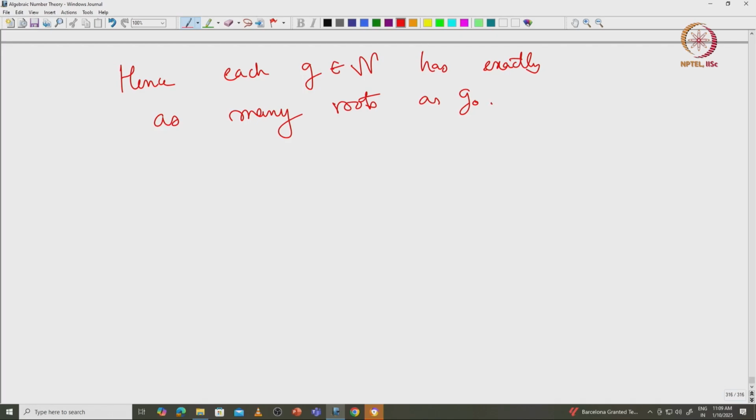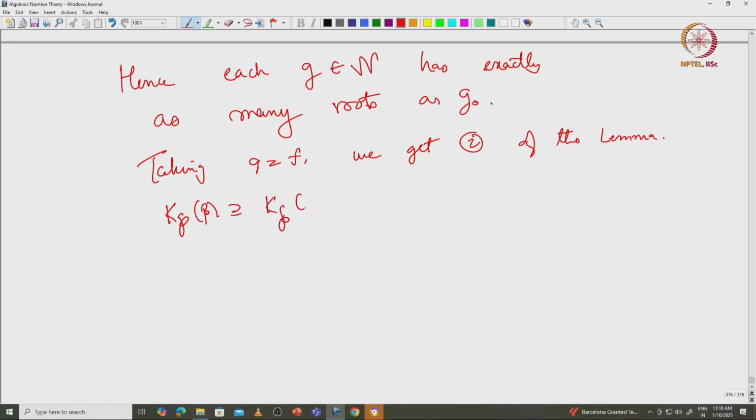Okay. And so, taking G equal to F, we get part 2 of the lemma, right, and using the fact that Kp beta is also contained in Kp of alpha, right.